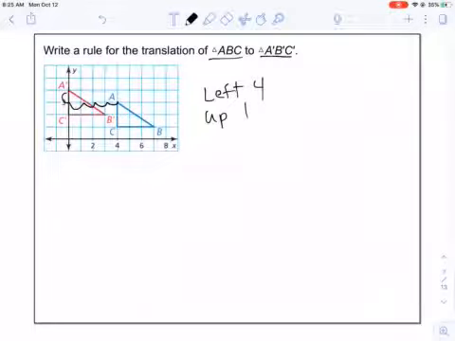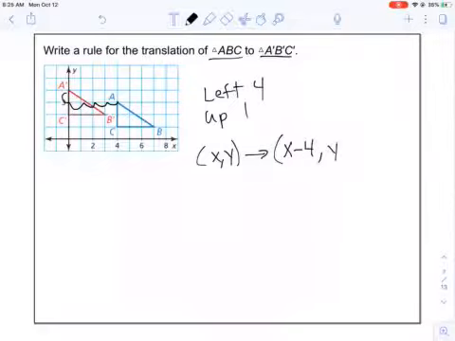So we want to write this as a rule. So we're going to go x comma y becomes x minus 4 for the left, y plus 1 for the up. And there's our answer. We're done. Now if they want you to put this in component form, that's negative 4, comma 1.